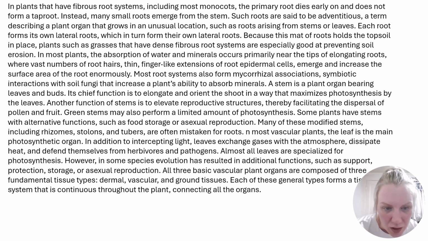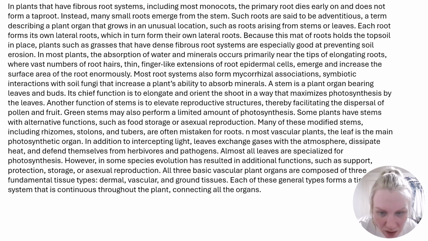A stem is a plant organ bearing the leaves and buds. Its chief function is to elongate and orient the shoot in a way that maximizes photosynthesis, as well as pollen and fruit dispersal. Green stems may also perform a limited amount of photosynthesis. Some plants have stems with alternate functions such as food storage and asexual reproduction. Many of these modified stems, including rhizomes, stolons, and tubers, are often mistaken for roots.